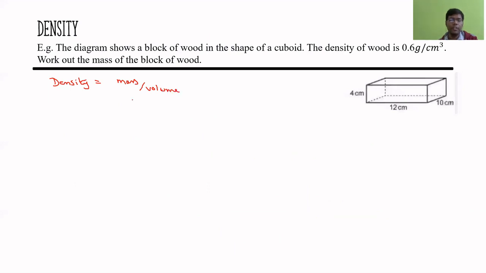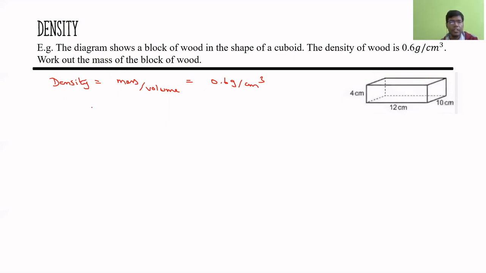Okay, so this is how density is calculated. So the density of the wood is 0.6 grams per centimeter cube. So density is given as 0.6 grams per centimeter cube, and we have to find out the mass of it. Okay, simple.